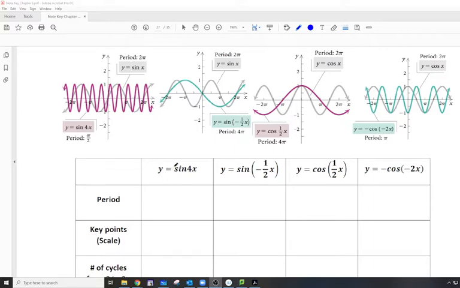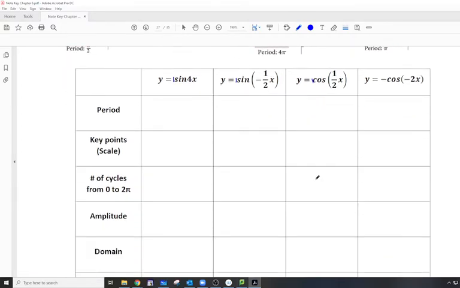Now, the first thing I want you to notice is that every single one of these equations has an a value of 1. So I was going to put amplitude first. Even though this one's a negative 1, it's still a value of 1. So does the b transformation affect amplitude? No. The amplitude of every single one of these graphs is 1. But now what we're going to look at is period. So how does the b transformation affect the period of these graphs?